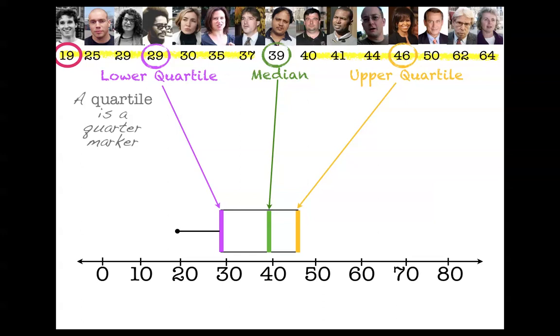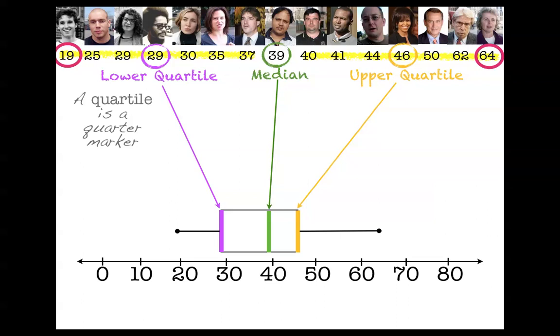And guess what? There's going to be another whisker on the other side of the box. And guess what? It goes up to 64. Why? Because that was the highest number in my data set. That was the oldest person in my survey. And guess what, ladies and gentlemen? I now have a box and whisker plot.